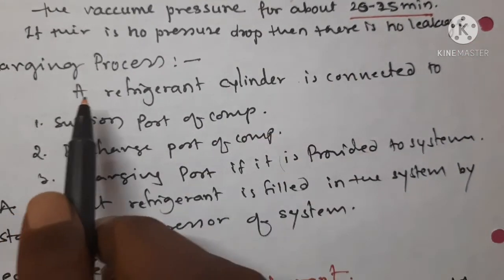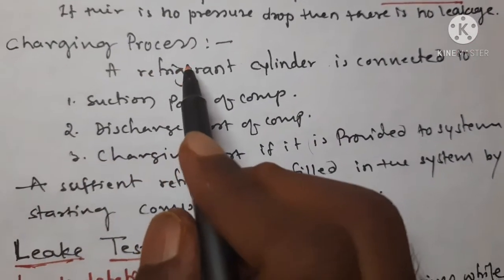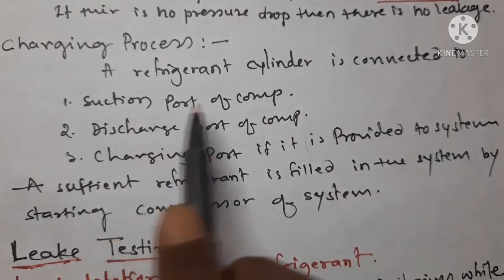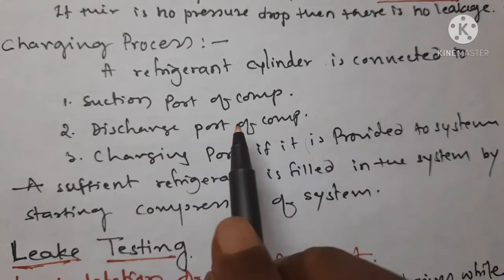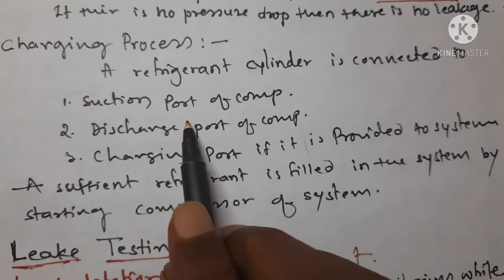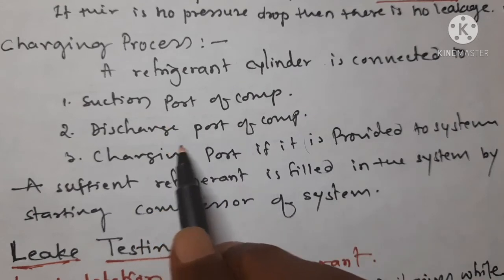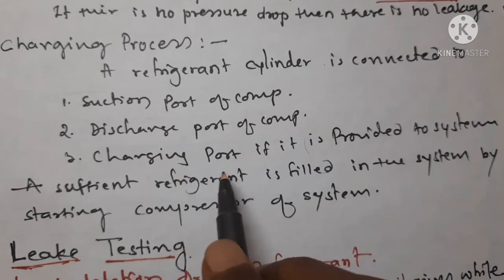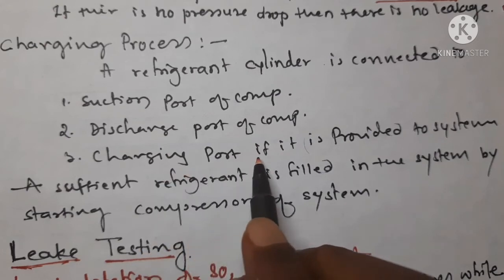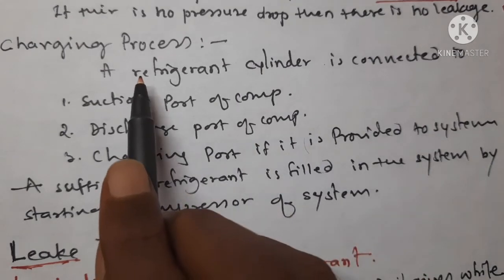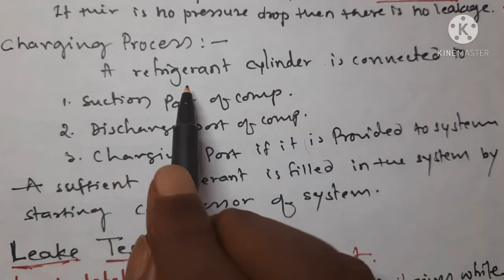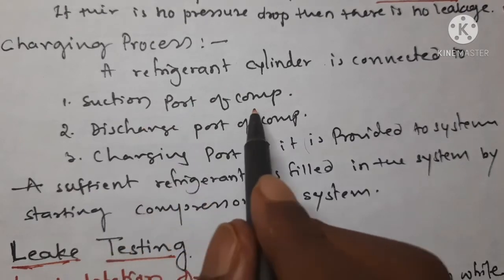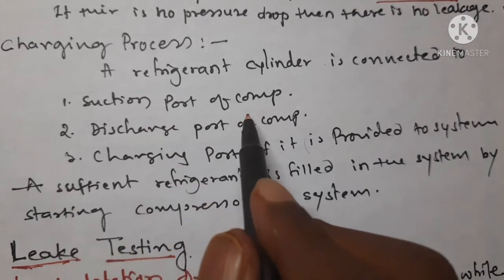Now, how is the charging of the refrigerant to be done in the system? After the vacuumization, a refrigerant cylinder is connected to a suction port of the compressor, a discharge port of the compressor, or a charging port. In some systems, a separate charging port is provided. The liquid refrigerant cylinder is connected through a hose pipe with a pressure gauge to the suction port of the compressor, and the compressor is started.